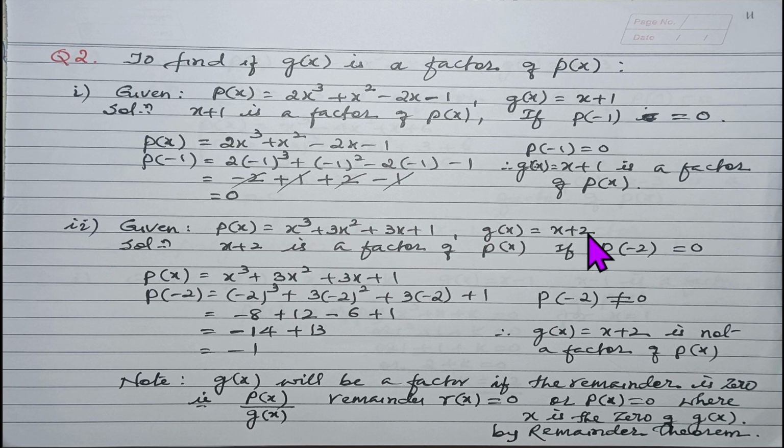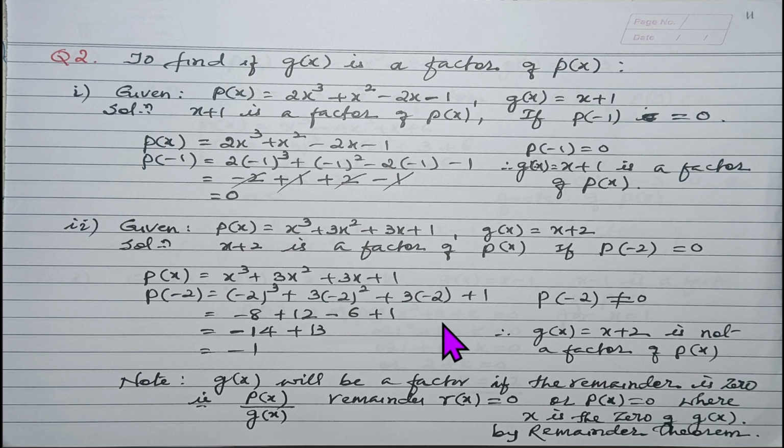Again g of x is given as x plus 2, which is a binomial. The 0 of x plus 2 is minus 2, and therefore if I find p of minus 2, and if it comes 0, then x plus 2 is a factor of the given polynomial p of x. Now let us find out p of minus 2 first. So p of minus 2 is equal to, putting x as minus 2, minus 2 cube plus 3 times minus 2 square plus 3 times minus 2 plus 1. Simplifying, I get minus 1. That means p of minus 2 is not equal to 0, and therefore g of x, or x plus 2, is definitely not a factor of the given polynomial p of x.